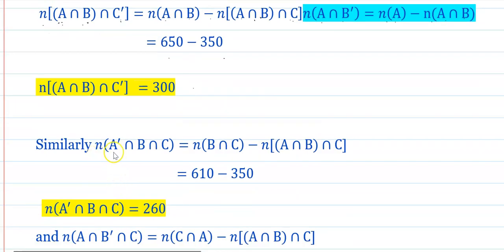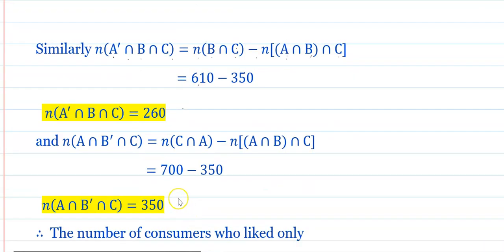Similarly here, n of A complement intersection B intersection C. Then you will get n of B intersection C minus n of A intersection B intersection C. This is the constant everywhere now, 350. n of B intersection C is 610 minus 350, then you will get 260. And what about the next? Now here B is not liked, that is n of A intersection B complement intersection C. That is nothing but n of C intersection A and minus n of A intersection B intersection C. It's 350, common for all these three.